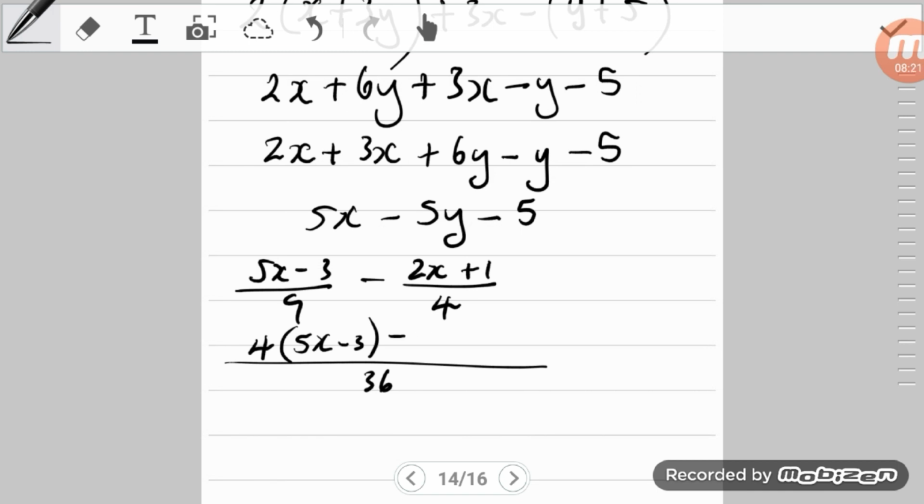Now, what that will do is that prior to a topic like this, you should have been taught that whatever is on the outside of a parenthesis should be used to multiply everything that's inside, which was emphasized in the previous question. So here again, 9 into 36 is 4, and we put down 4 times the expression in the numerator, which is 5x minus 3, minus 9 times 2x plus 1. So that's where we're at here.